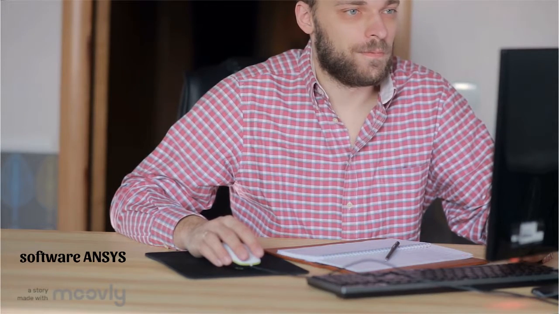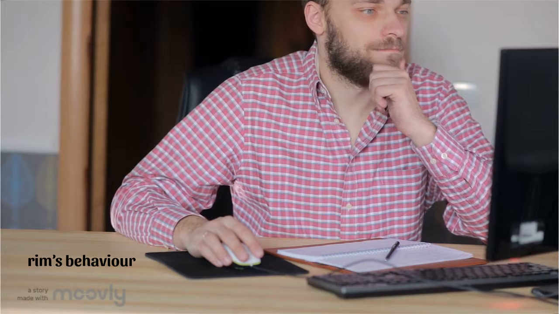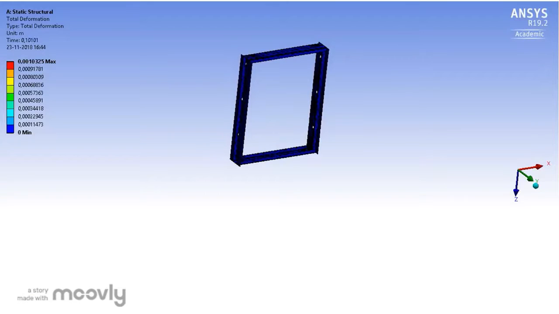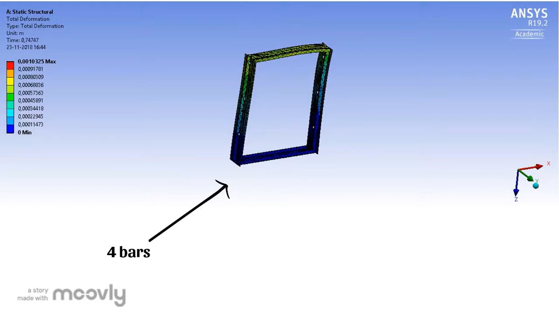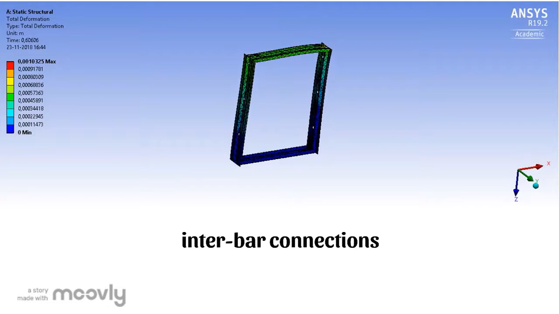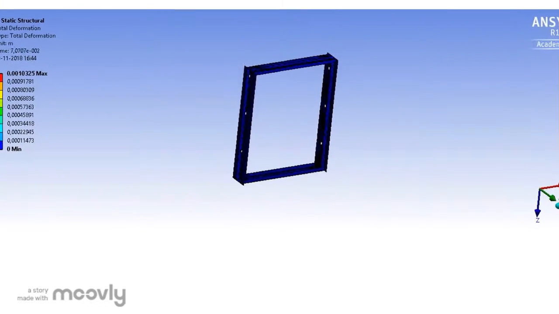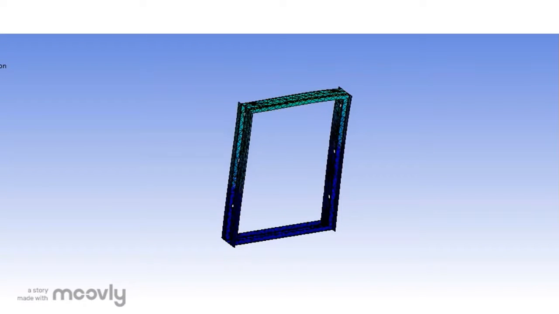For this, the structural calculus software ANSYS was used to simulate the rim's behavior when under a load of 100 kg force in one of the extremities. A mesh was attributed to the 4 bars that make up the rim, and the respective interbar connections were attributed. In this video, the total deformations of the elements are represented.